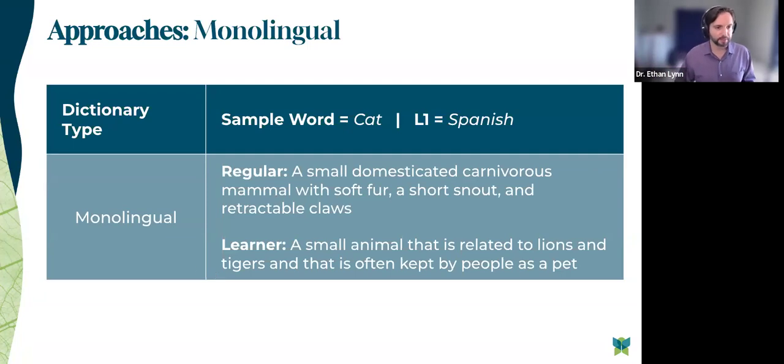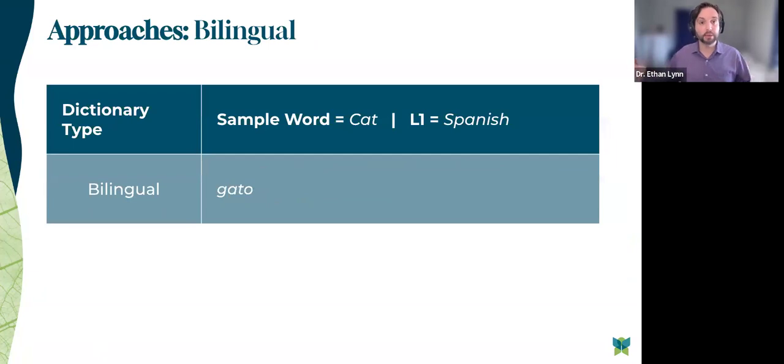Okay, so now we're going to look at the next approach, which is a bilingual approach. It's very basic, you just translate. So we've got the word cat, the translation is gato. Okay, and something to be careful of as we're doing a bilingual approach is that we need to be careful that we're translating the right meaning of the word. There can be more than one meaning of words, and English has multiple meanings of some words, so make sure we're doing the right translation there.